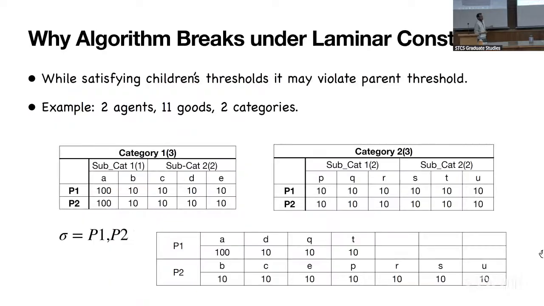Now, I wanted to say why this same algorithm will not work for the Laminar Matroid case, even though it looks simple. In the cardinality constraint we have categories, and in this case we have subcategories also. When we try to satisfy the threshold for the child category, it may violate the threshold for the parent category. We have an example, but I don't think I have time to explain it. If anybody wants to, I can talk about it later.